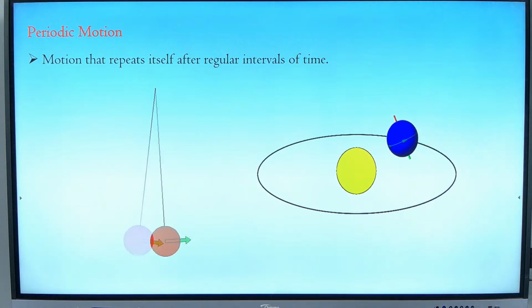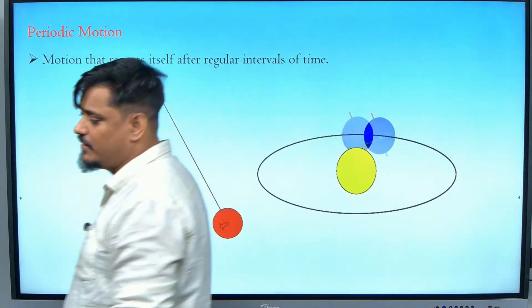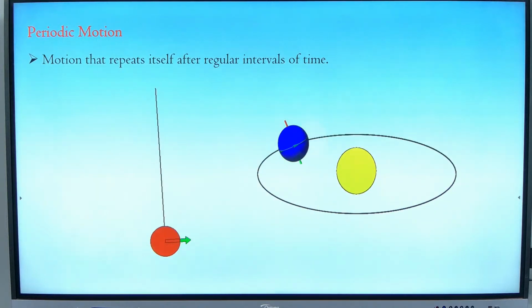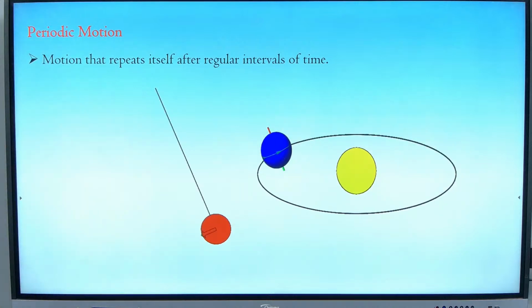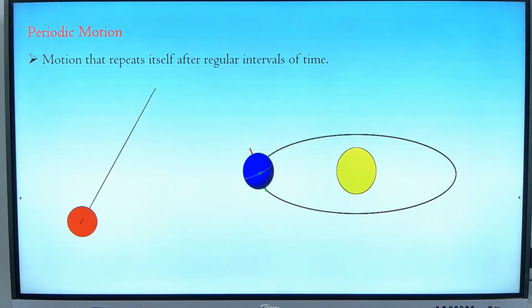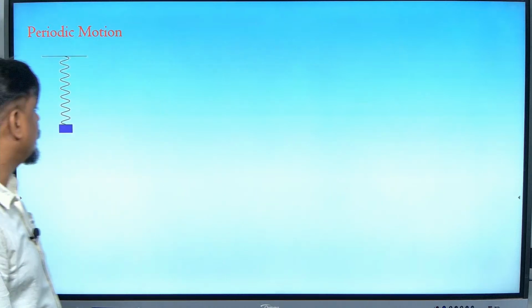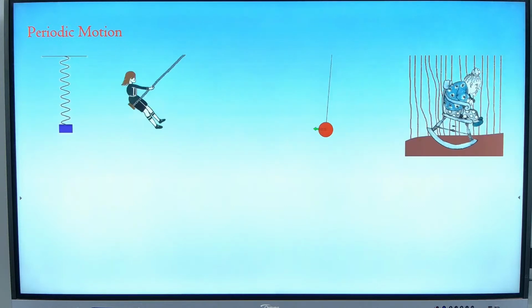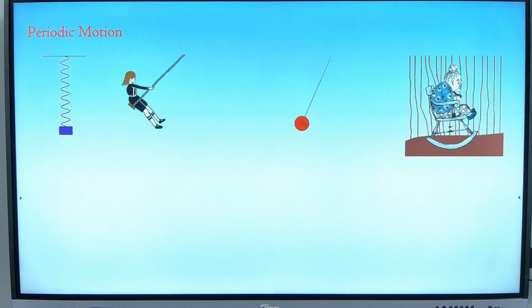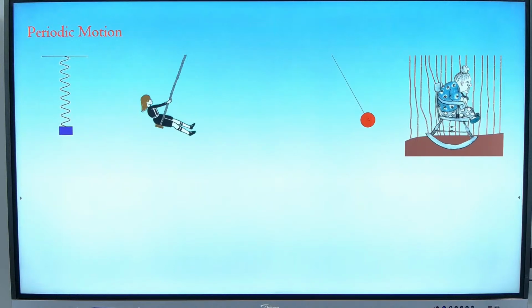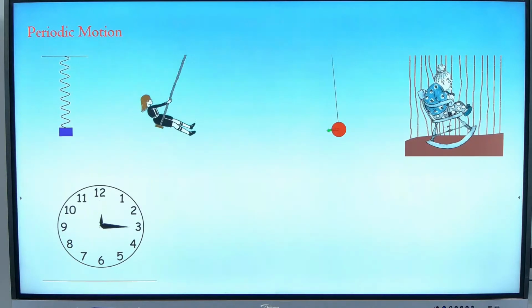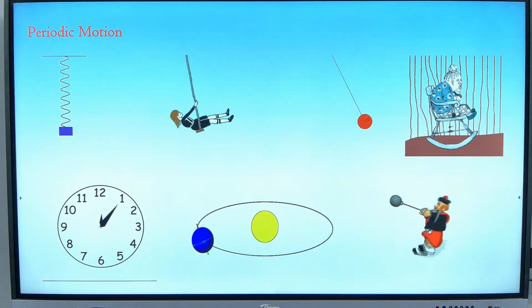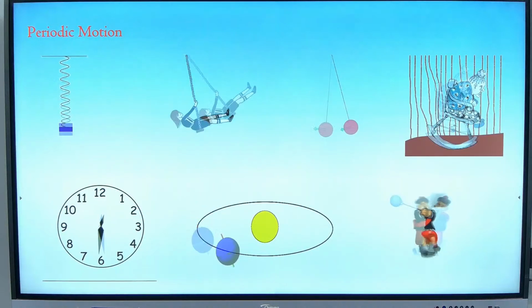And the examples you can write by yourself. The examples of periodic motion can be a pendulum, earth around the sun, moon around the earth, or whatever I told some time back. Anything you can write as examples of periodic motion. Spring you can write, swinging of the girl you can write, pendulum you can write, the person sitting on the chair and going front and back you can write, this clock you can write, this planet moving around the sun you can write, or this gentleman, I think he is doing shot put, isn't it?